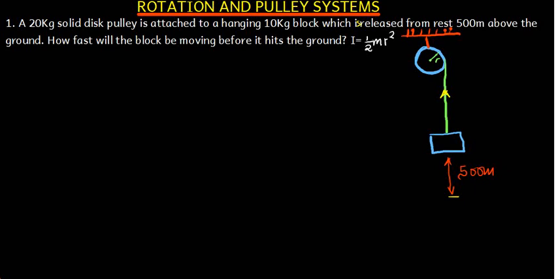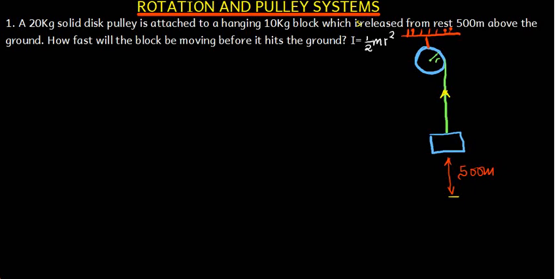A 20 kg solid disc pulley is attached to a hanging 10 kg block which is released from rest 500 meters above the ground. How fast will the block be moving before it hits the ground? So, the moment of inertia of the solid disc is 1/2 mr squared.